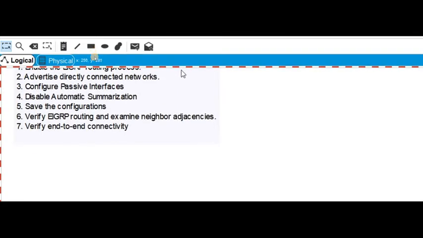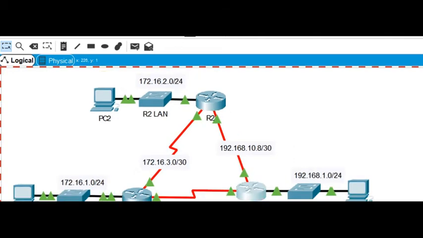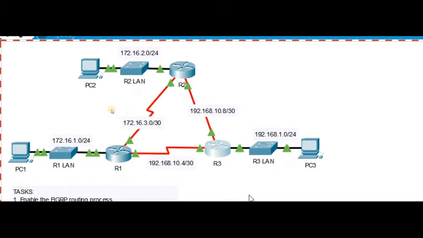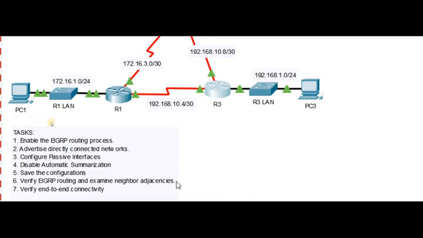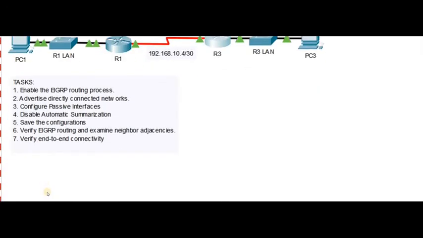So we have successfully configured passive interfaces on all of the 3 routers. Okay, so we are on this part right here. We are already finished with task number 1, 2, and 3. So this time the next task is to disable automatic summarization. Let's talk about that first very briefly.